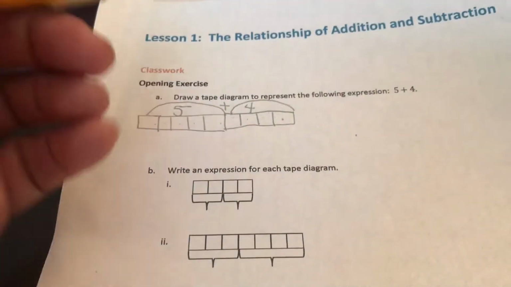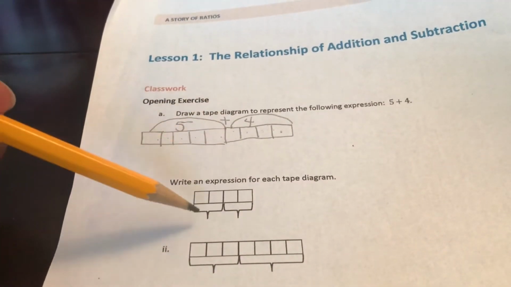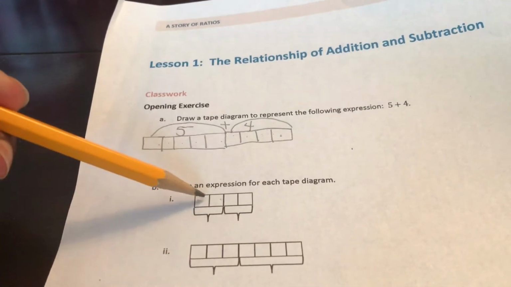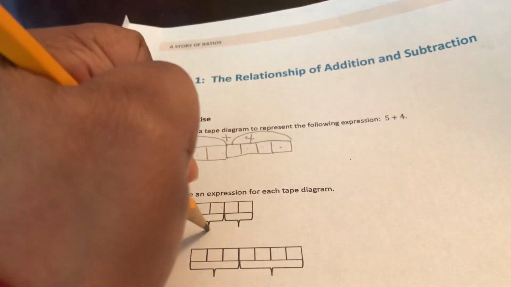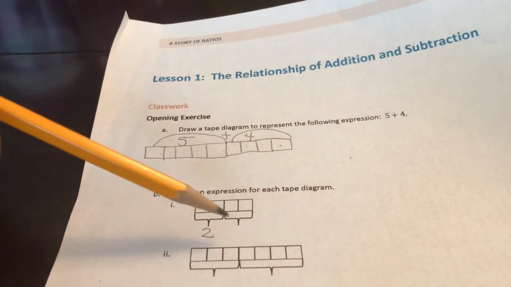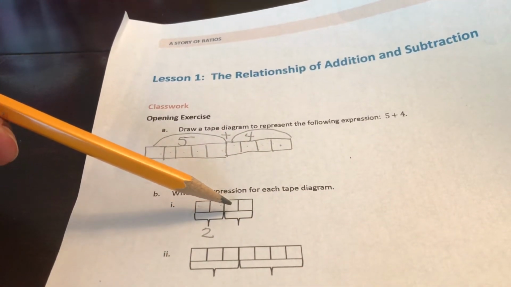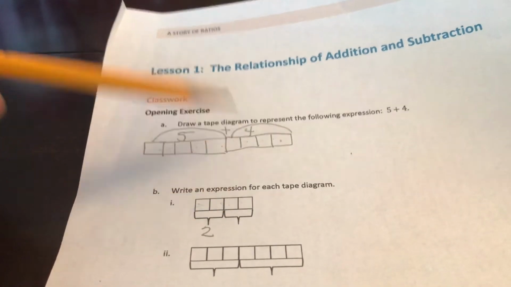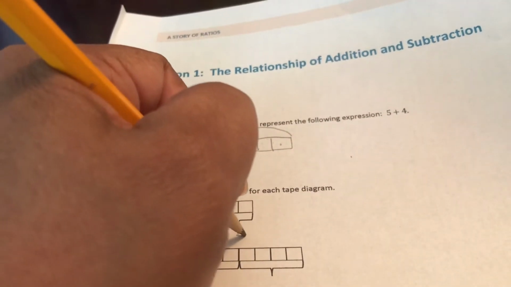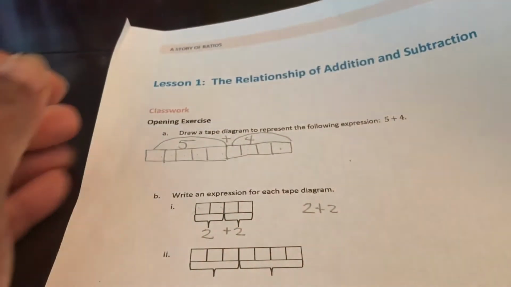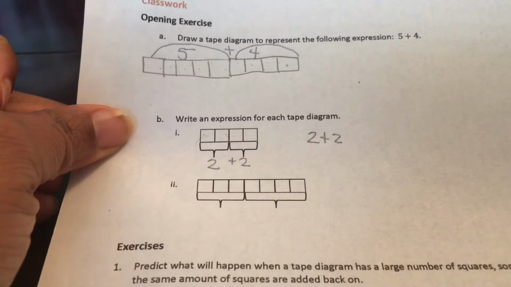So the first one, how many do I have? Let's count. 1, 2. That's in this bracket here. So this is 2. And I'm joining them together with the other part of that. And so that's how many that I'm adding. 1, 2. So I'm going to add 2 and I'm going to write 2, which gives me an equation of 2 plus 2. You do the next one.